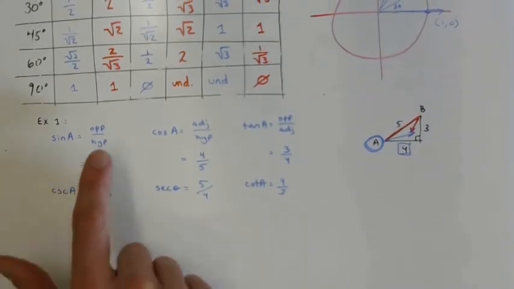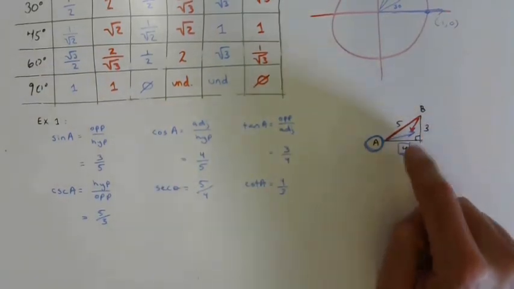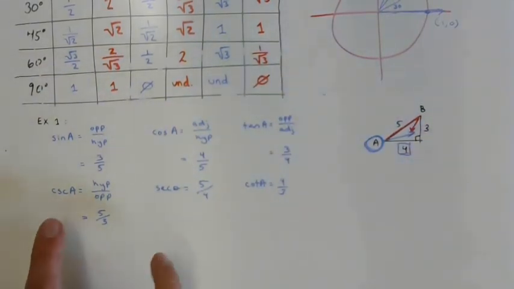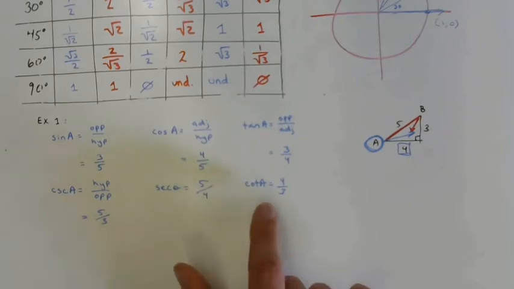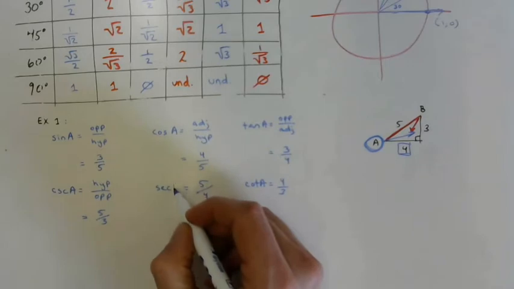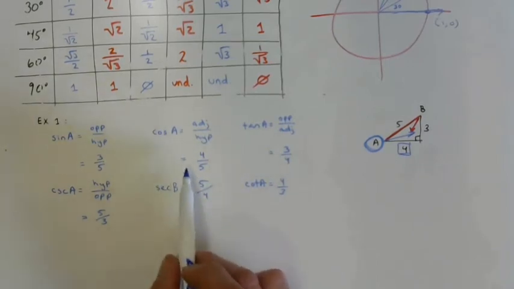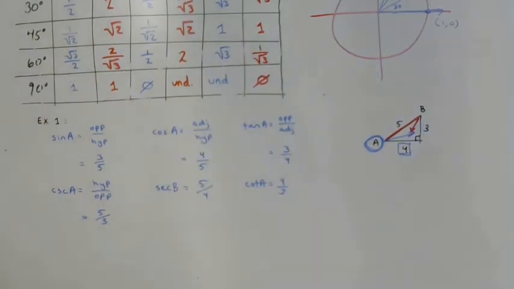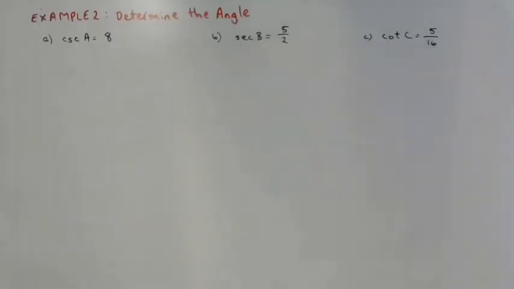Sine B, cosine B, tan B, you do the exact same thing, but from the perspective of B. And then cosecant B, secant B, and cotangent of B, you would do the exact same thing, except you'd be taking the reciprocal of the values that you got using angle B. All right, so we now know how to determine trigonometric ratios for different angles, and for any triangle, really. You can determine all of the trigonometric ratios, primary and secondary.